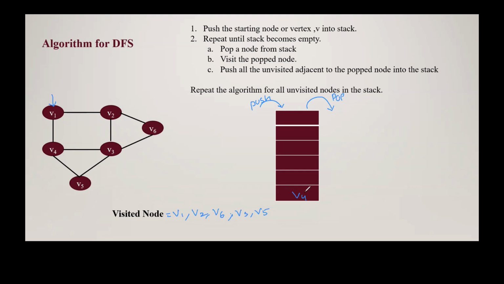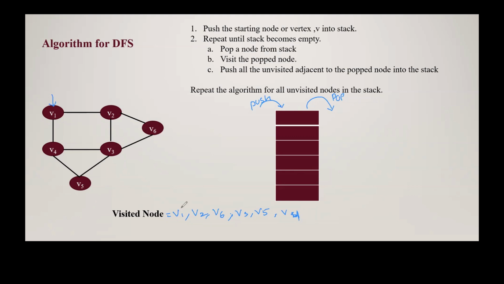So next we have to pop V4. V4 is the popped node. There is no element left, so we repeat until the stack becomes empty. So have we visited all the nodes or not? V1, how many elements are there? 1, 2, 3, 4, 5, 6. So we have already visited all the nodes.